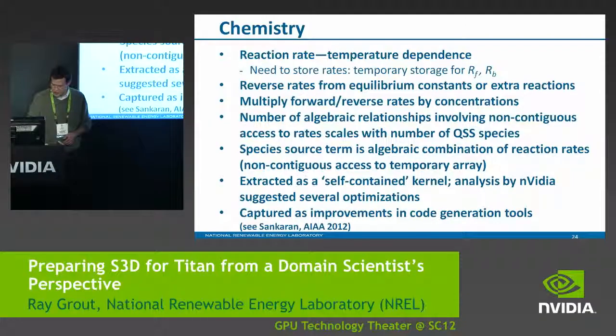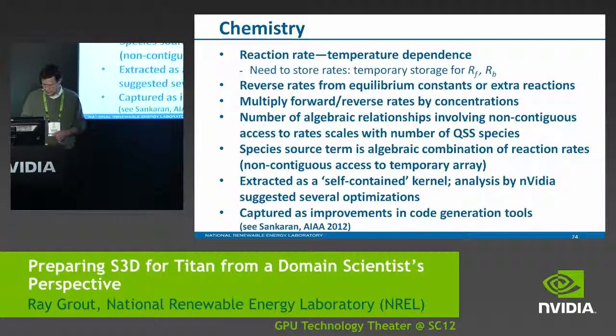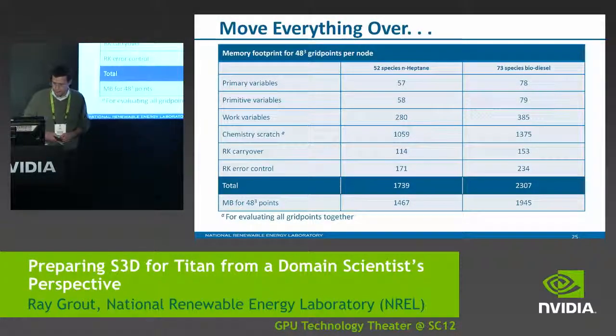I'm going to skip that, but the point is that the chemistry term is relatively flop-heavy, but it's also very state-heavy. This is something we found both interesting and it really is still limiting our performance, in that the number of registers required to do the chemistry limits the amount of concurrency we can get out of that part of the solver.